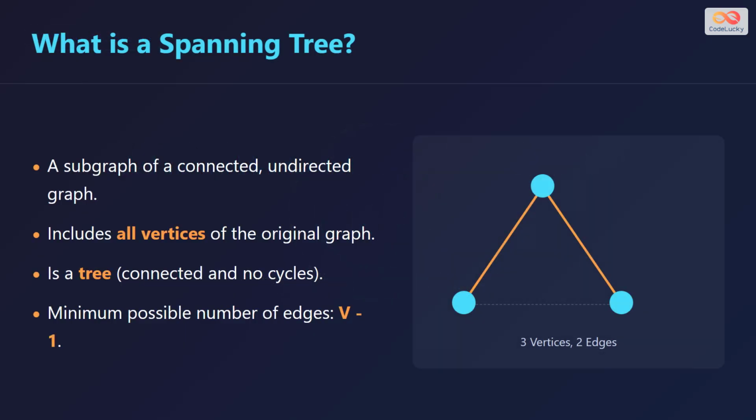First, let us define a spanning tree. If you have a connected graph, a spanning tree is a subgraph that connects all the vertices together without any cycles. It uses the minimum number of edges necessary, which is exactly the number of vertices minus 1.